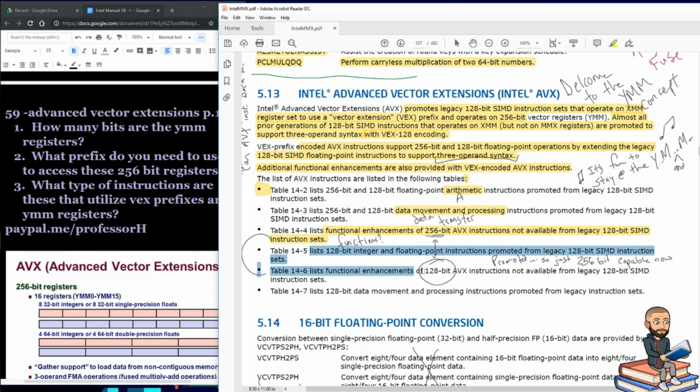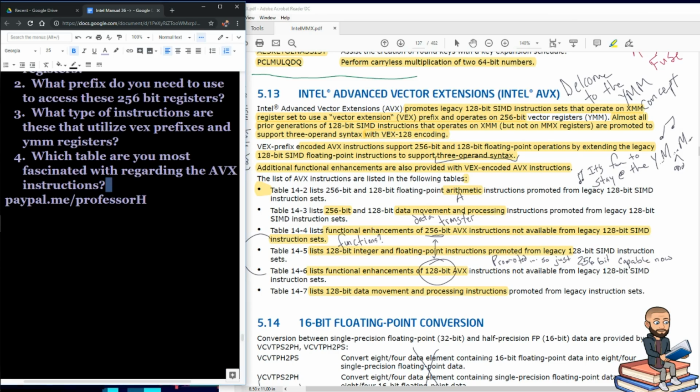Well, this oddball is placed in between two very similar ideas, but let me go ahead and get through it. It says table 14.5 lists 128-bit integer and floating point instructions promoted from the legacy. So cool, we can do integer and floating point stuff with 256 bits instead of our old 128. But here, just like before, functional enhancements, but 128 instead of 256. So that's a little confusing, and I think I'd even switch those two around if I was Intel, and I wouldn't sandwich this weird one in between the two. But maybe there's a method to their madness, because their last one is a 128-bit one too. So it's 128-bit data movement and processing. Up here, we had 256.